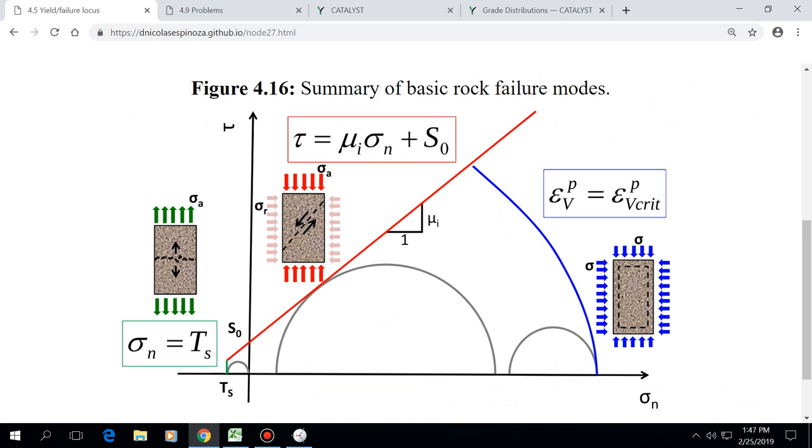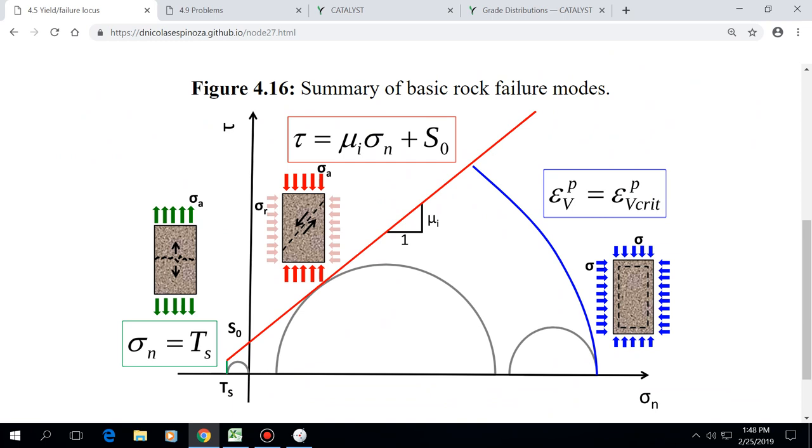So let me tell you what's going on over here. What this is basically telling you is that you can start from some in situ stresses, which usually is going to be a Mohr circle, let's say somewhere over here. If you do hydraulic fracturing, if you do reservoir depletion, if you do drilling, you're going to change those conditions of normal stress and shear stress. We're going to see later on when we get into applications how that happens. But the important thing to understand here is that the state of stress, in this case represented by a Mohr circle, is bound by all these limits.